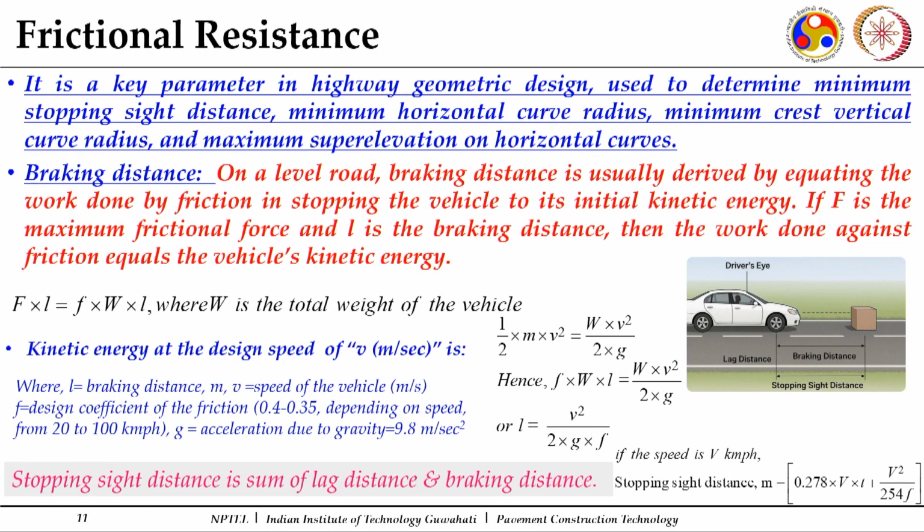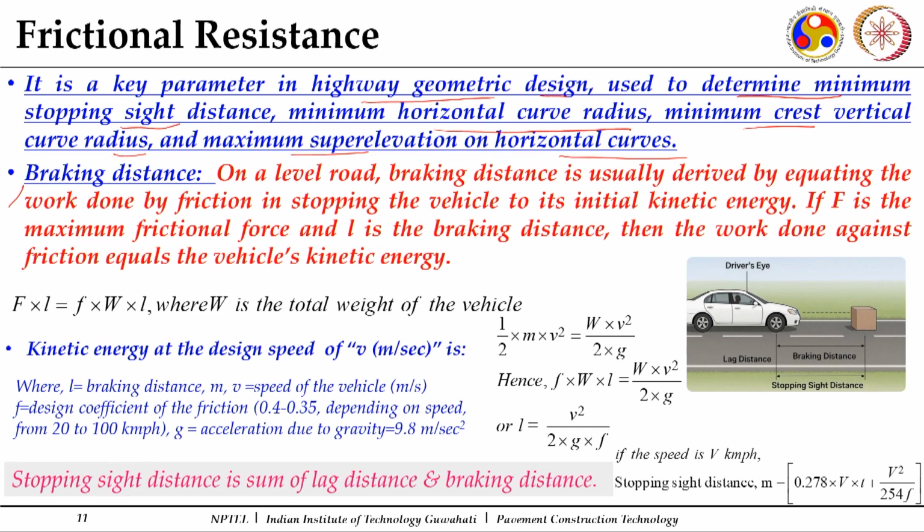And as I also mentioned, frictional resistance and skid resistance play important roles in other aspects also. It is a key parameter in highway geometric design. Where does it play a role? It plays a role in determining minimum stopping sight distance, minimum horizontal curve radius, minimum crest vertical curve radius, and maximum super elevation on horizontal curves. Only one I will discuss here, which is the braking distance.